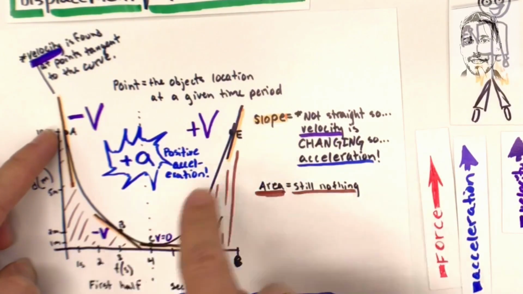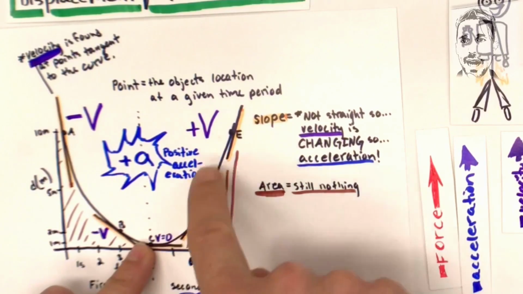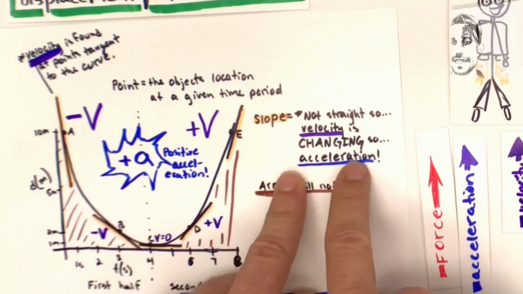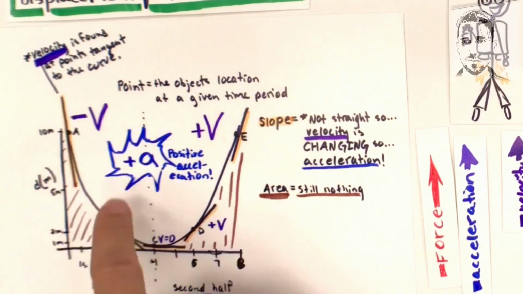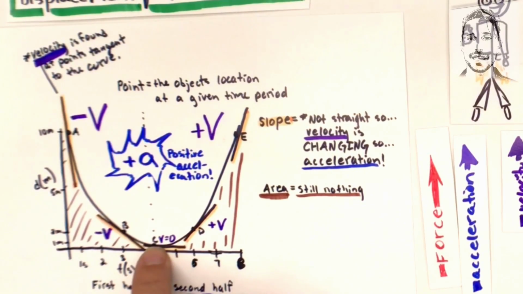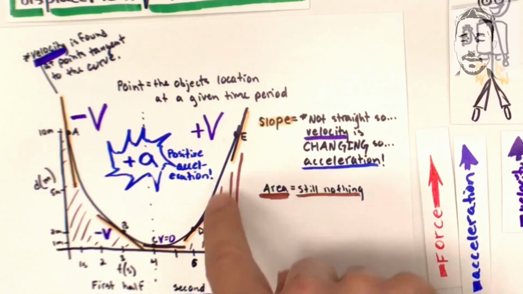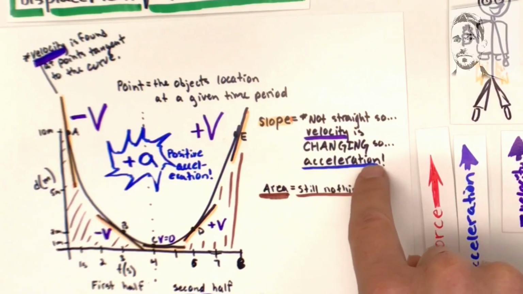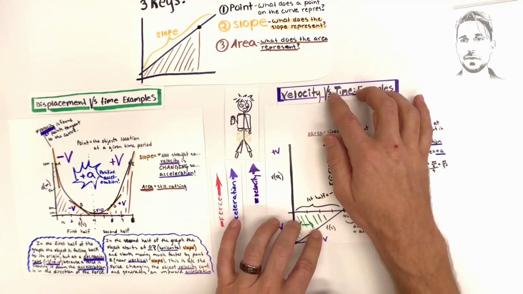He started with a big negative velocity and went to 0, and then he ends with a big positive velocity. So we had a positive acceleration. The velocity is changing. There is acceleration taking place. And so that negative velocity is becoming more and more positive over the entire time period here. And we saw the slopes get steeper and steeper and steeper. And the area still doesn't really mean much for us in displacement versus time.